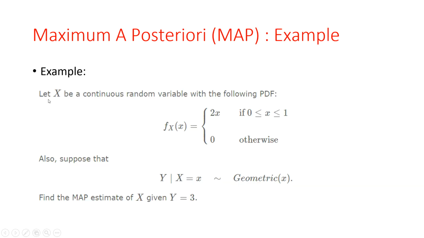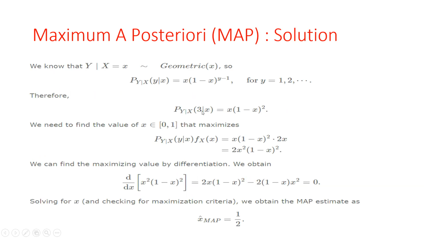The value of y given here is 3. We have to find it for y equal to 3 here. So x into (1 minus x) to the power 3 minus 1, which means what? 2. So we need to find the value of x belonging to the set 0, 1 that maximizes probability of y given x into f of x, over the interval 0 to 1.